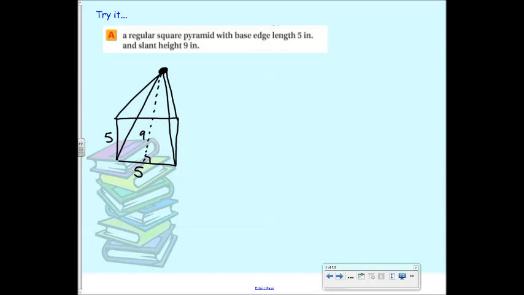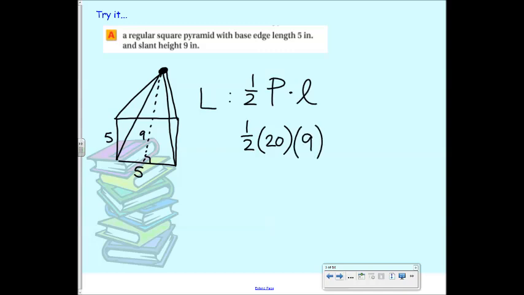Okay? So our formula for lateral area is 1/2 perimeter times slant height. So what would I plug in here? 5, 10, 15, 20 for P. Good. So P is 20. Where'd you get that? I added the sides of the square. Good. And then 9 for slant height. Big P means perimeter. So the base of this is a square. If this is 5, this is 5, this is 5, this is 5. That's 20. And then 9 for the slant height, because remember the slant height is the height of the face.